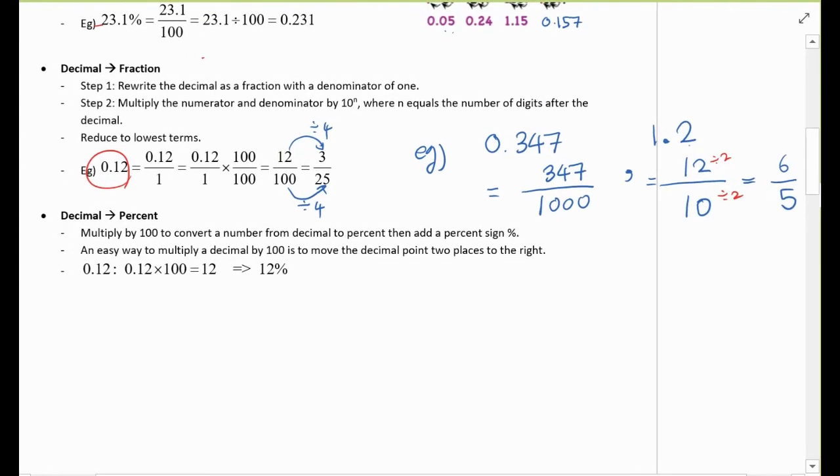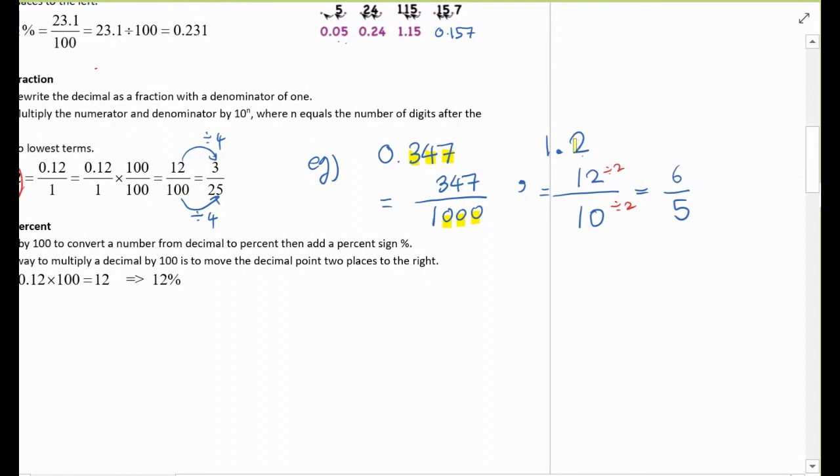So you should be able to change a decimal to a fraction. What's important is you have to count the number of decimal places, 1, 2, 3, and that becomes the number of zeros in the bottom. Count the number of decimal places. That is the same as the number of 0s in the bottom. Alright?